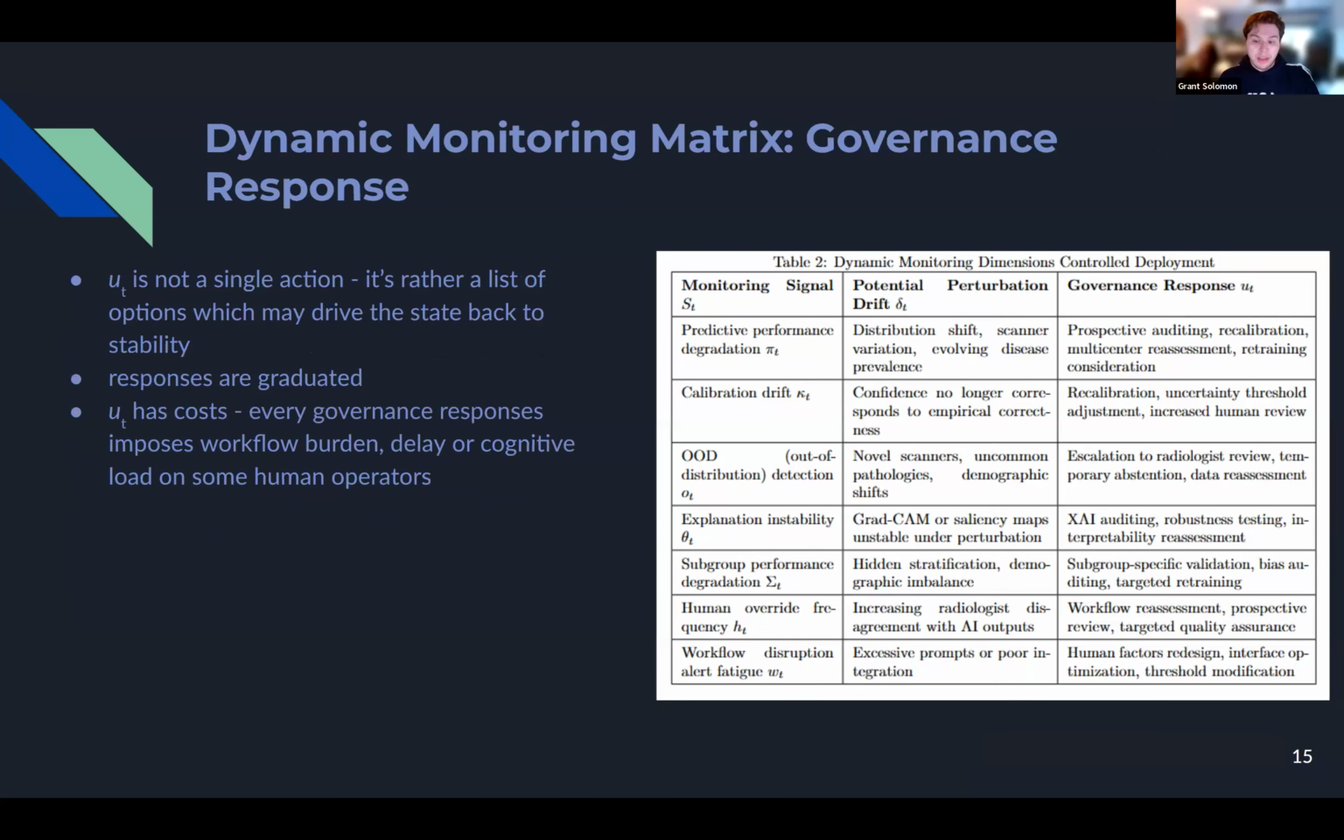Next slide. If instability is detected, governance responses are triggered. Things like recalibration, additional review, or retraining. These governance responses are human interventions, and so they are potentially intensive. The challenge is balancing safety with workflow efficiency, because every intervention also creates operational burden for humans.